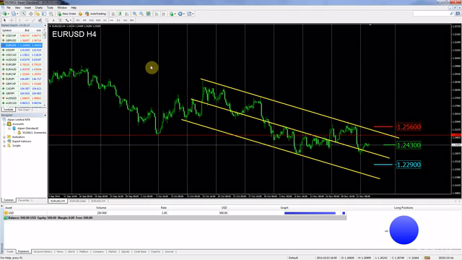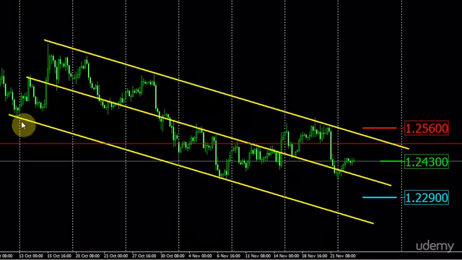As you can see, the price on the euro-dollar 4-hourly time frame is currently in a downward sloping channel. So the borders are marked with these outer two yellow lines. The middle yellow line marks the middle of the channel. The price first entered the channel over here at the beginning at the bottom border.